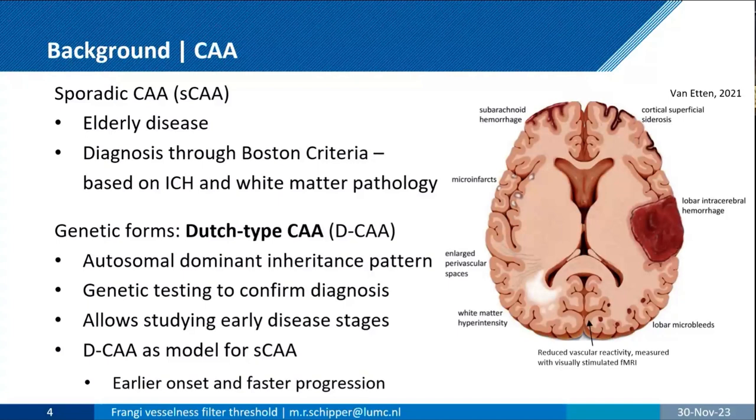For example, in the pre-symptomatic phase, before one becomes symptomatic. Usually you only find these cases when someone actually presents with symptoms and goes to the clinic, but for DCAA, this is not the case. Since DCAA is very similar to sporadic CAA, we think that this might function as a model for sporadic CAA. However, Dutch type CAA, or DCAA, has an earlier onset and a faster disease progression than sporadic CAA.